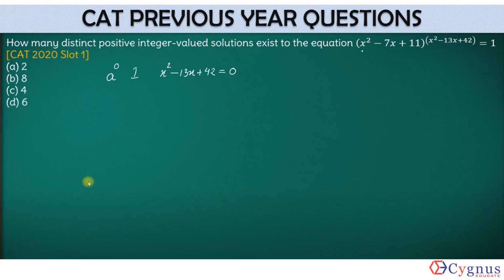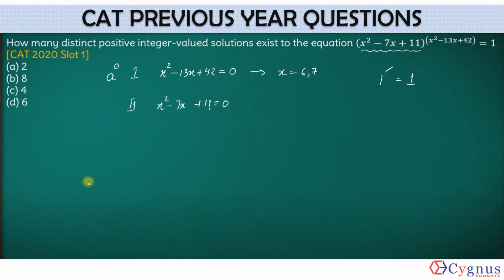What else? What if the base becomes 1? 1 to the power anything is always equal to what? 1. So the second case will be what? X square minus 7x plus 11 is equal to 0. So you get two equations here. X square minus 13x plus 42 is equal to 0. And the other one was x square minus 7x plus 11 is equal to 0. When you solve this, you get two answers. X is equal to 6 and 7. So we get two values from here.